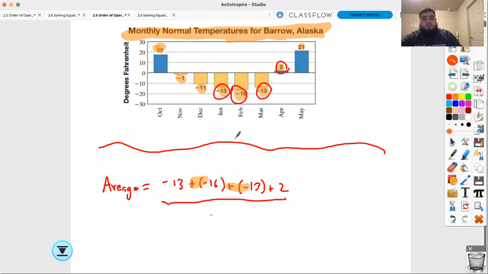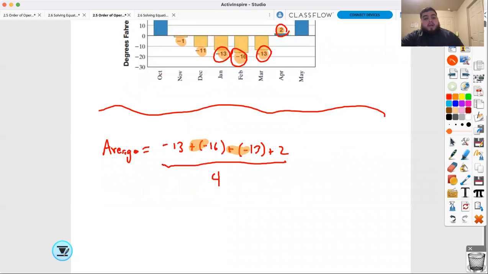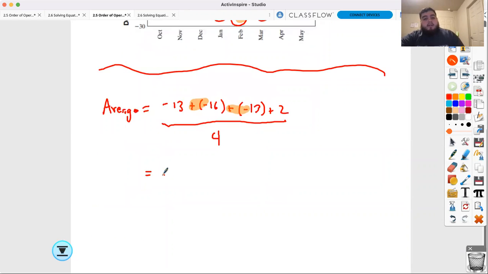You have 1, 2, 3, 4. We're dividing by 4 because that's how many numbers we're adding. Now we know that plus a negative is subtracting, class. So we do -13 minus 16 minus 13 plus 2, over 4. Let's use our calculator.